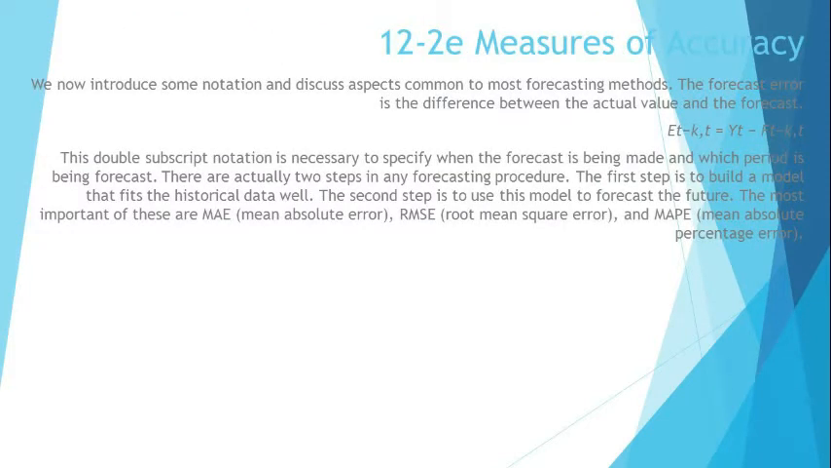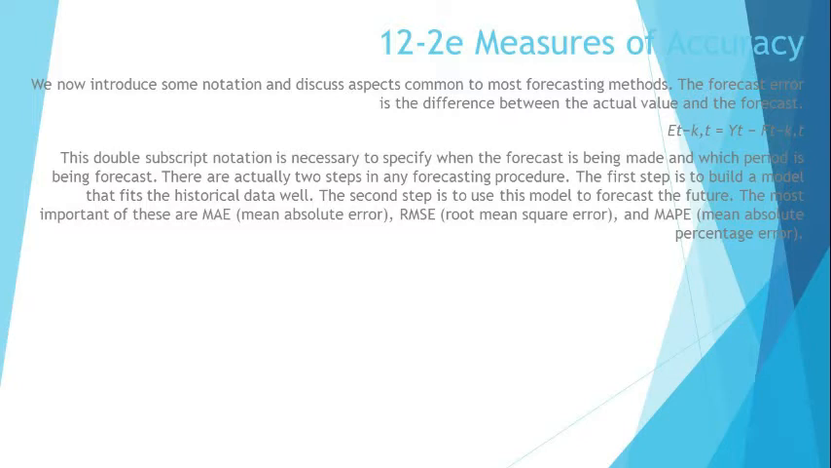Measures of accuracy. We now introduce some notation and discuss aspects common to most forecasting methods. The forecast error is the difference between the actual value and the forecast. This double subscript notation is necessary to specify when the forecast is being made and which period is being forecast. There are actually two steps in any forecasting procedure. The first step is to build a model that fits the historical data well. The second step is to use this model to forecast the future.